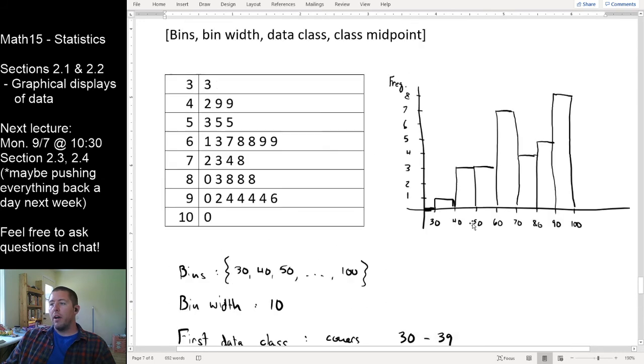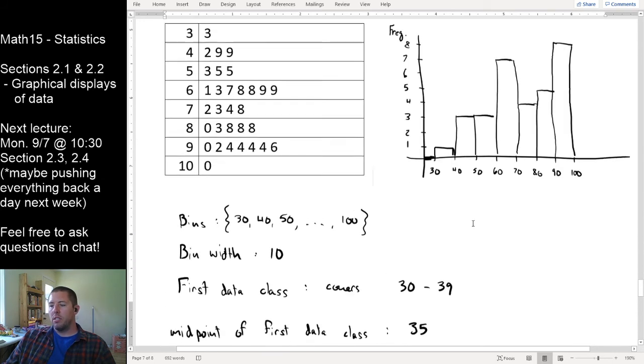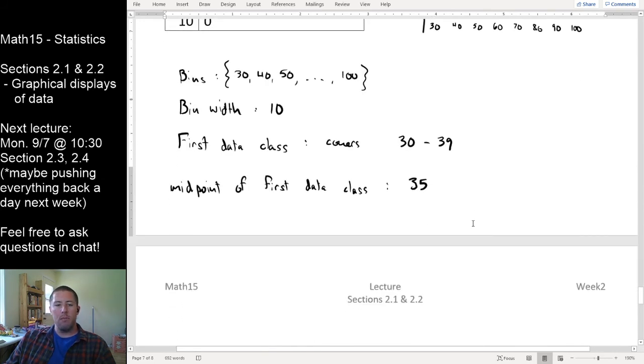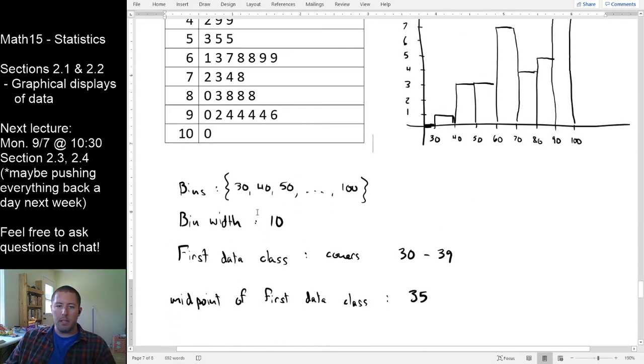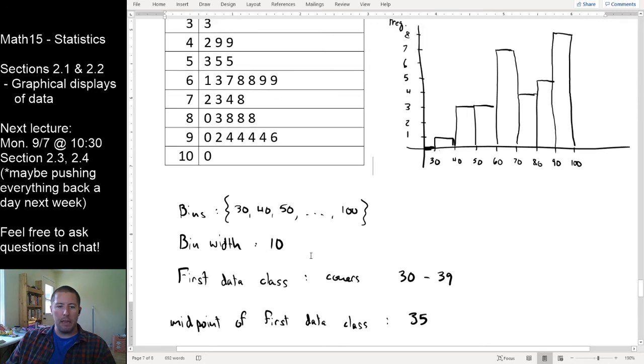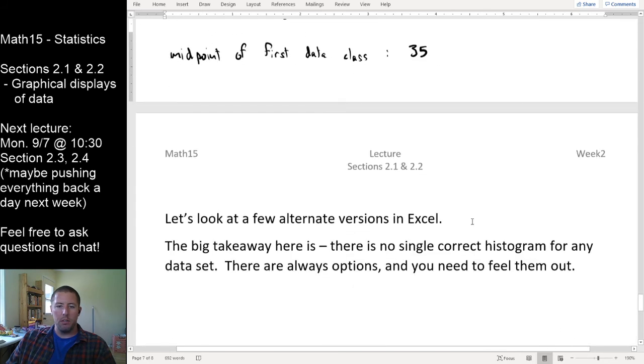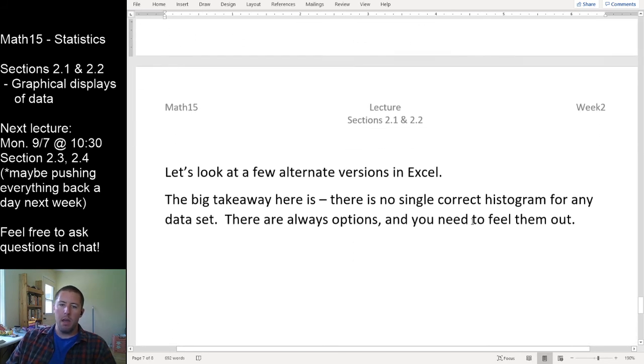So what we should do now is take a look at a few alternate versions of this in Excel. I'm not going to draw any more of these by hand, but I want to ask Excel to do these differently. What I would maybe like to do is change this bin width, right? Maybe what I want to see is a little bit more or a little bit less breakdown of where my students' grades live. So I want to have Excel do this for me.